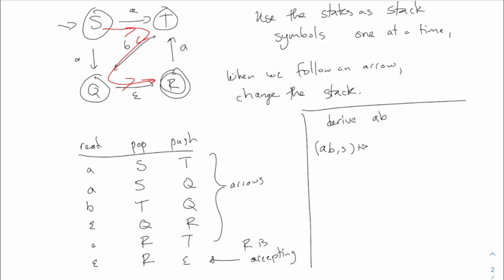So I go ABS, and this becomes doing the arrow across the top first. I go read A, pop S, push T. So now it's B, T. Then I do the diagonal arrow next, which is read B, pop T, push Q. So this is going to become epsilon Q. And then I do the epsilon arrow across the bottom, which is read epsilon, pop Q, push R. So this becomes epsilon R. And then R is an accepting state, so I got to do the last rule there, which clears the R. Epsilon, epsilon. It's kind of satisfying, in my opinion, to get down to the epsilon, comma, epsilon, and you feel good about yourself.